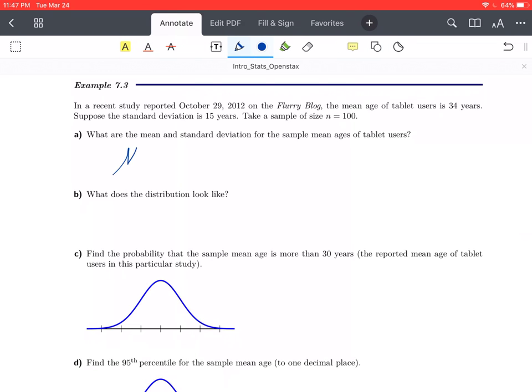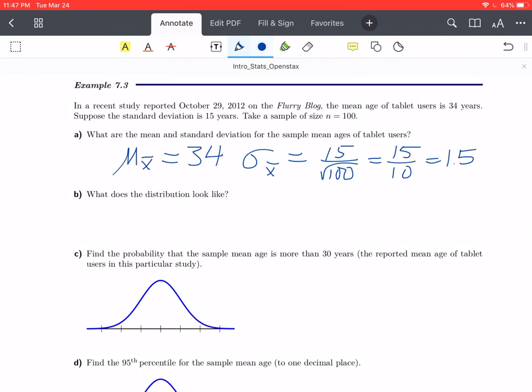So the mean of the sample mean ages is just going to be the same as the mean of the data, so that's 34. And the standard deviation for the sample means is going to be 15 divided by the square root of 100. Right, so that's 15 over 10. So that's 1.5.